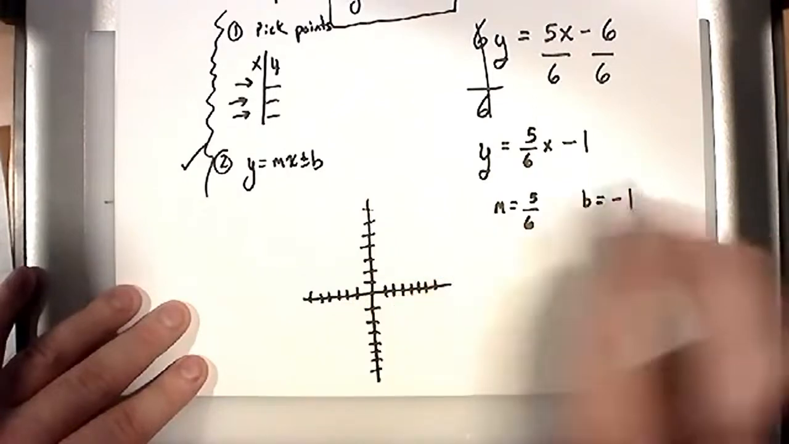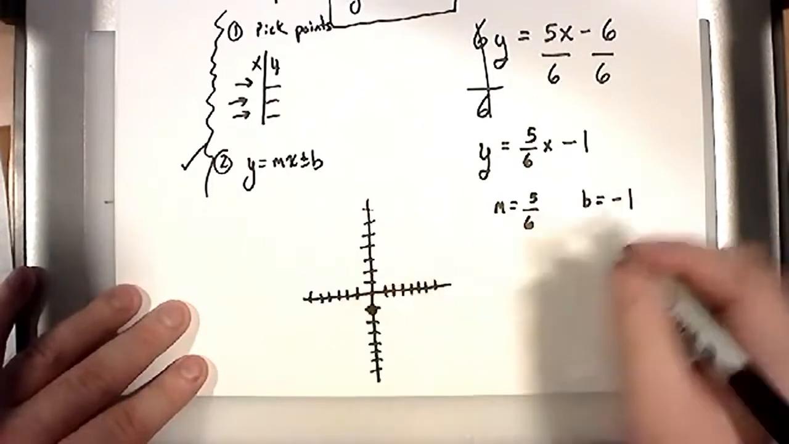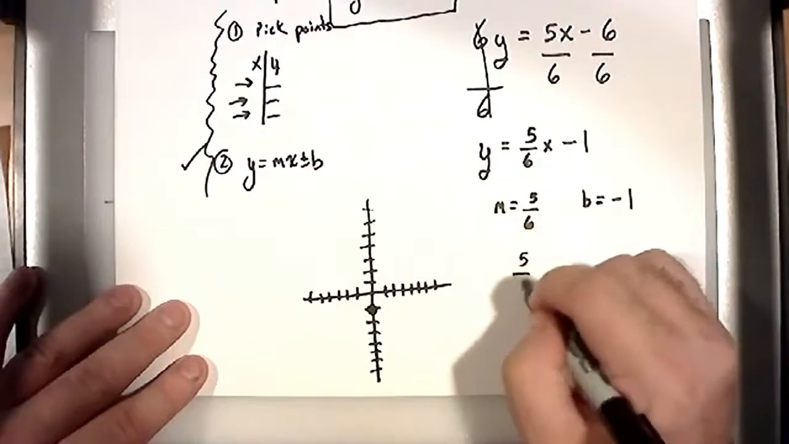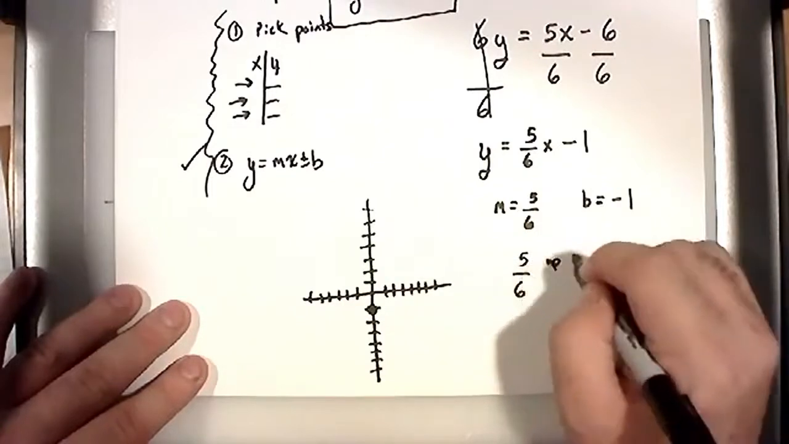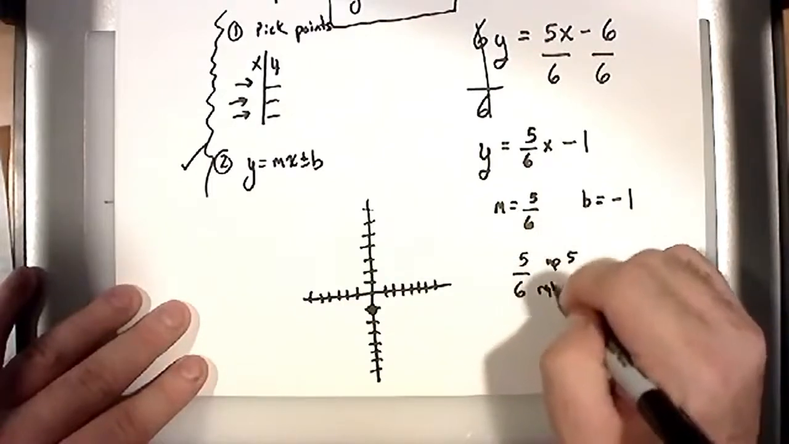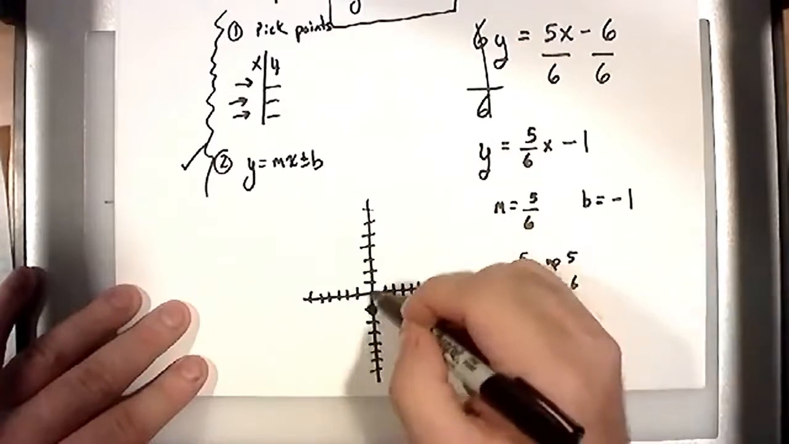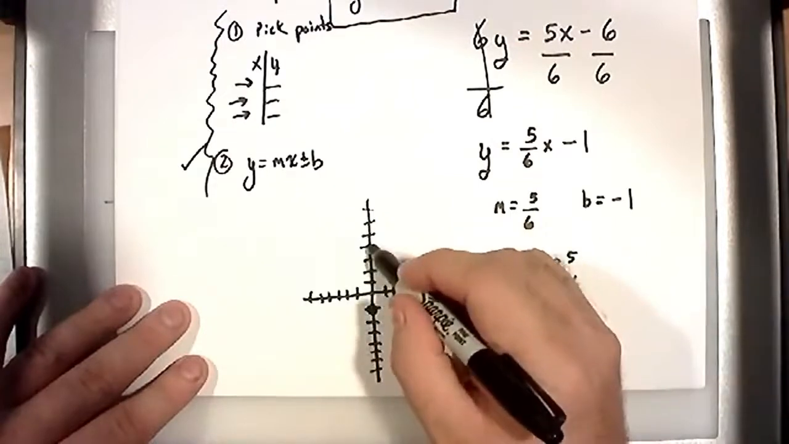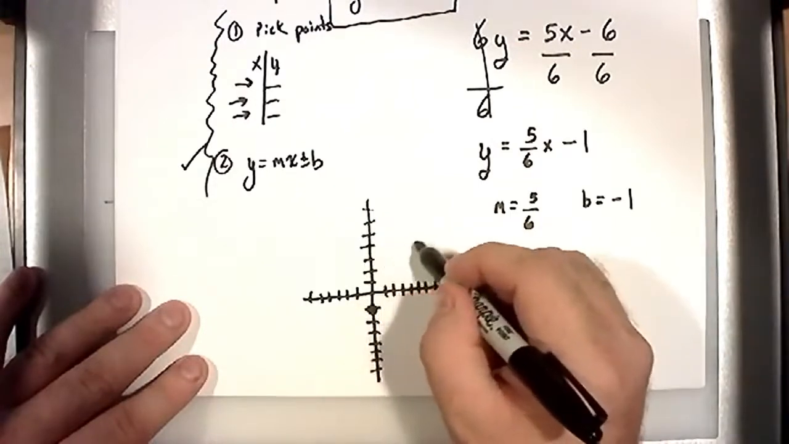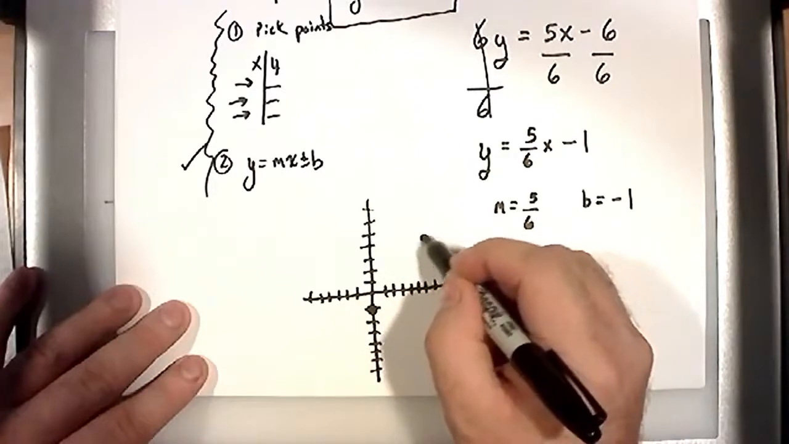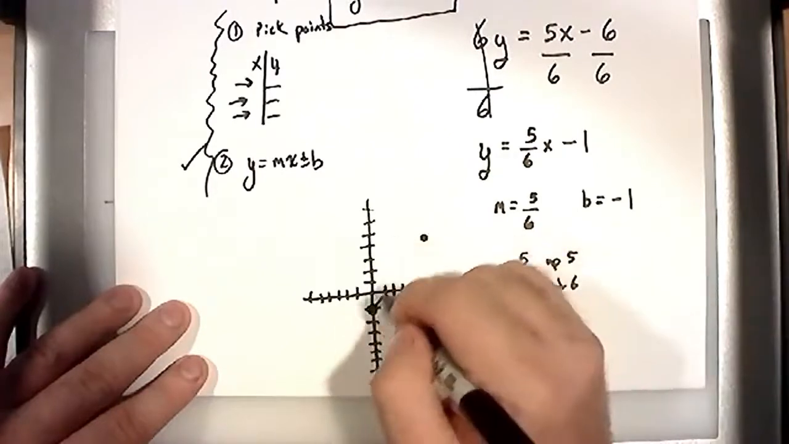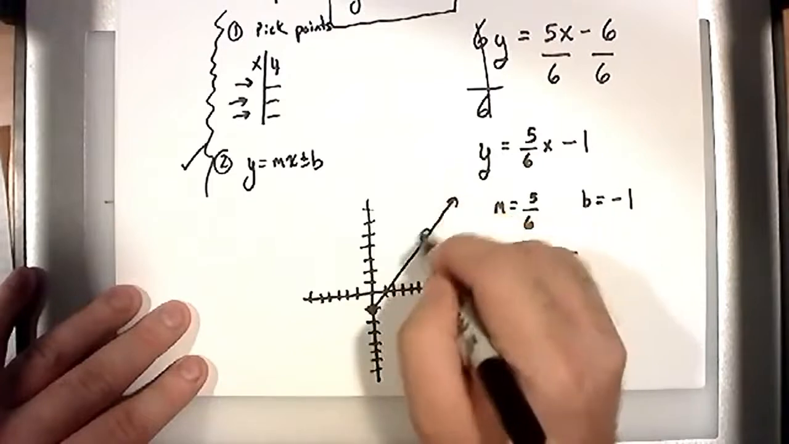So our graph should start at negative 1, something like right there. And then our slope, 5 over 6, they're both positive, so that should be up 5 and then right 6. So up 1, 2, 3, 4, 5. Right 1, 2, 3, 4, 5, 6, somewhere about there. I'm not saying it's perfect, but something like that. Now you have your line.